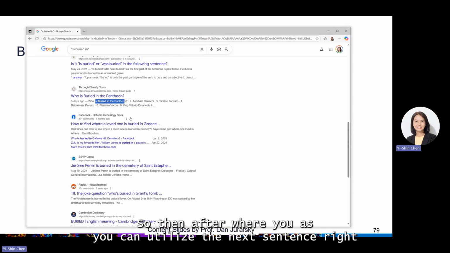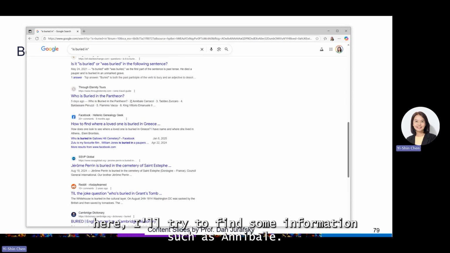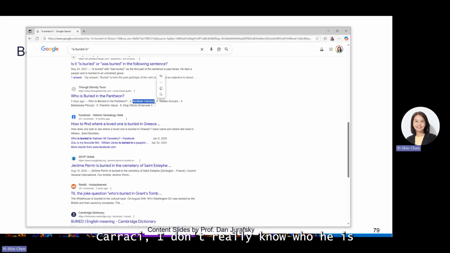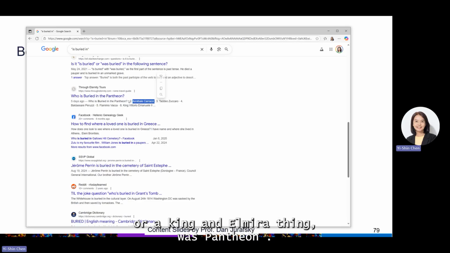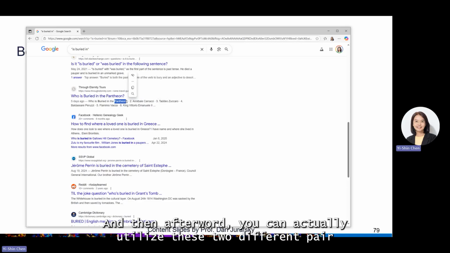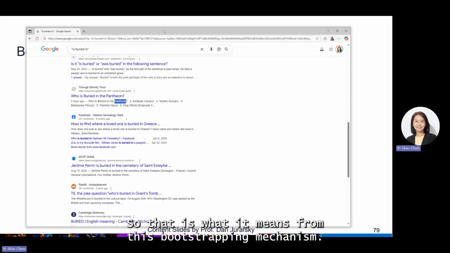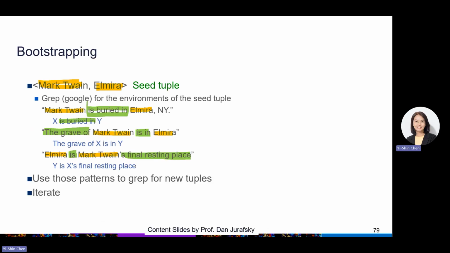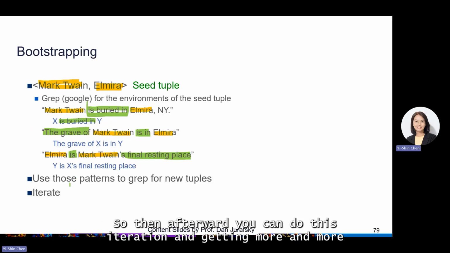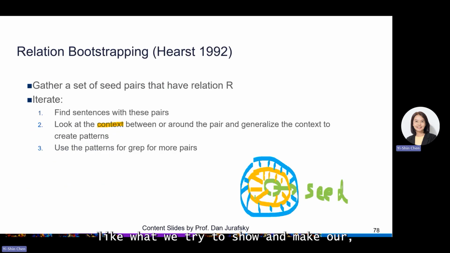Then you can utilize the next sentence right here. I try to find some information such as Annabelle Carcio. I don't really know who he is. Or the King Mirasing and Peterson. Afterward, you can utilize these two different pairs and try to grab more patterns. So that is what this bootstrapping mechanism means. Then you can do this iteration, getting more and more, like what we tried to show, and make our corpus bigger and bigger.